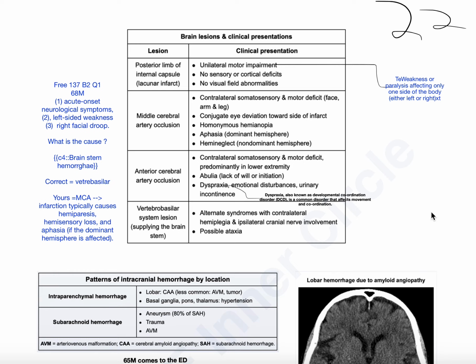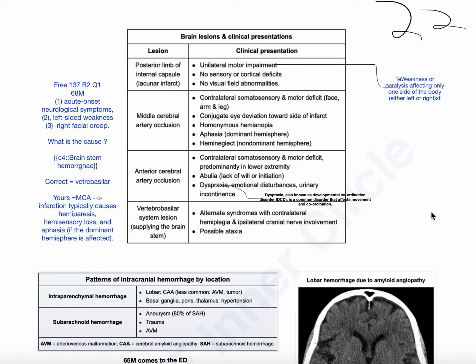Then we can see anterior cerebral artery occlusion over here. So anterior cerebral artery occlusion is going to cause contralateral somatosensory and motor deficits, and we can also see abulia, so a lack of will or initiation, and dyspraxia, emotional disturbance, urinary incontinence. So dyspraxia is basically discoordination, so this commonly affects coordination over here.